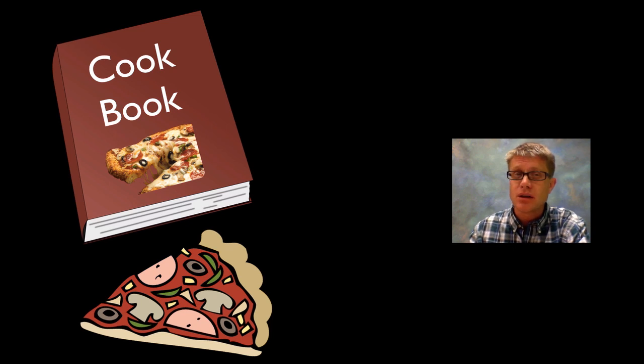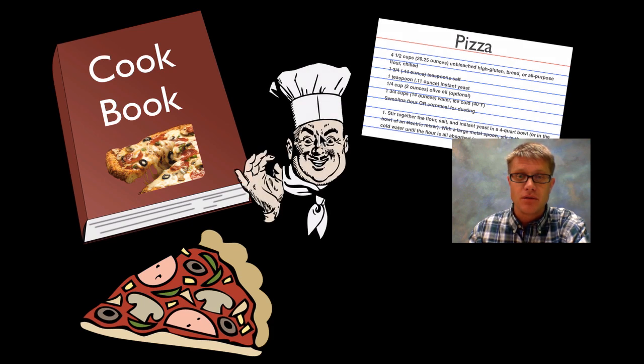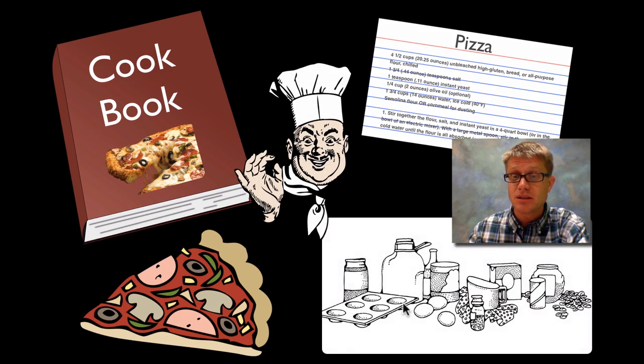And so let's start with an analogy. Imagine we have a cookbook and we want to use that cookbook to make something like pizza. Well, basically the first thing we do is we wouldn't want to rip out the page, so we would copy down the recipe for pizza. We, the chef, would then put the ingredients together and then eventually make the pizza.